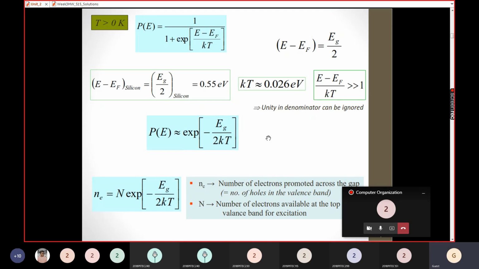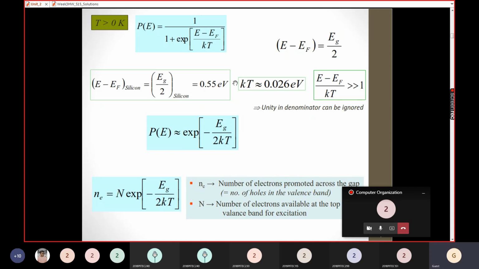If it is silicon, directly substitute the value for E minus EF as 0.55 electron volts. Suppose they have not given you any material, then solve using the formula Eg by 2. After that, for silicon, the constant k multiplied by the room temperature of 300 K is equal to 0.026 electron volts. Divide it in the formula, then you will get your answer. I think you will be clear about this point.